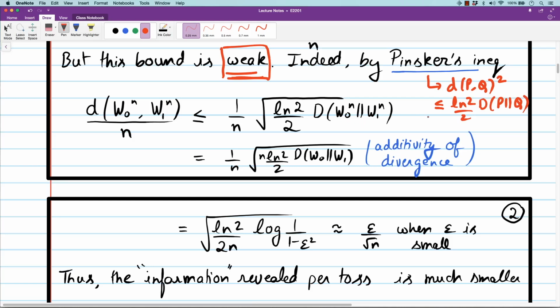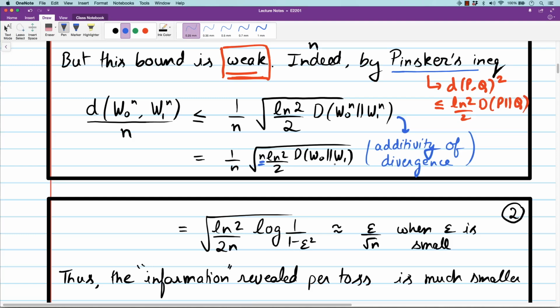One great thing about this KL divergence is that it's additive. So if you have independent distributions, then the divergence between W0^n and W1^n is exactly n times the divergence of each guy, just like the square of Euclidean distance. It just adds across coordinates for independent measures. Okay, so this n comes out. So what happens now? You have this 1 by n here, and then you have the square root n factor here.